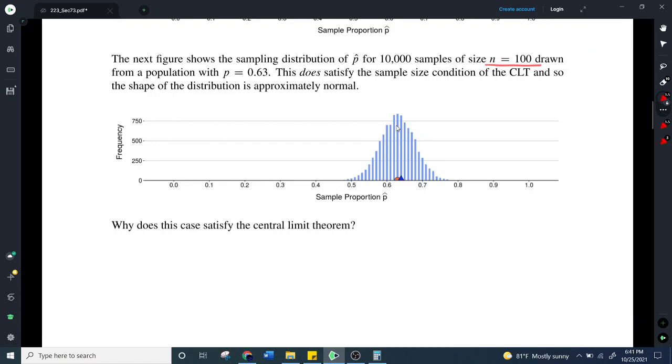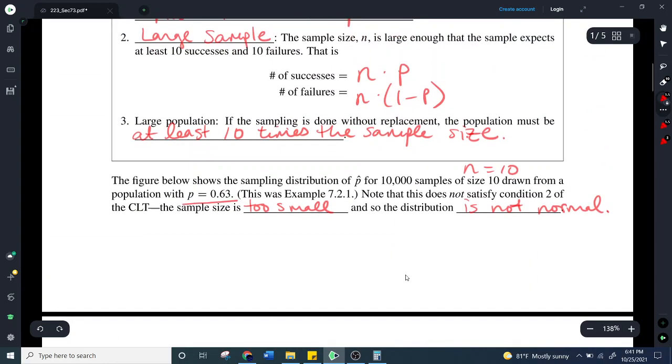This does satisfy the sample size condition of the central limit theorem, and so the distribution is going to be approximately normal. It does satisfy it because the sample is now 100. It says, why does this case satisfy the central limit theorem? Let's actually go through and test all three of those conditions.